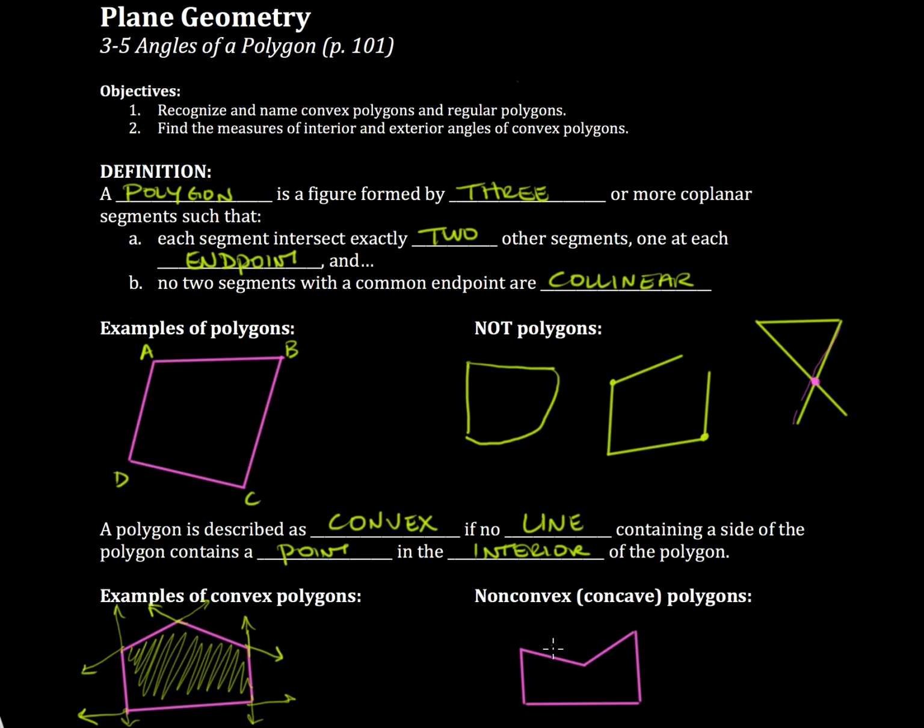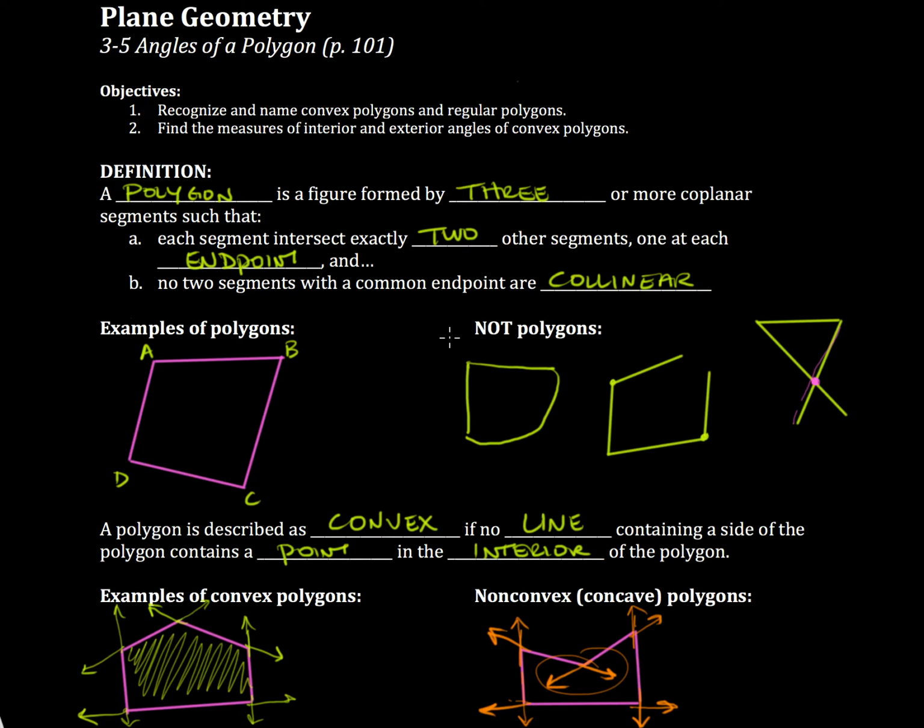Now if we look over here at the concave polygon, we're okay if we extend this side. This side extended stays outside the polygon. This side extended also stays outside the polygon. This left side extended stays outside the polygon. But then as soon as we extend these two sides, you'll notice that right in here, those extended sides go into the interior of that polygon. And so that makes it a concave polygon.